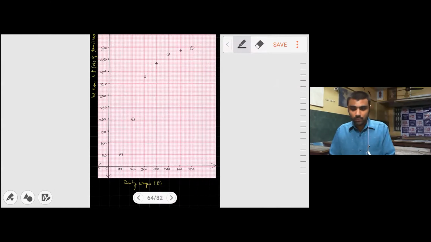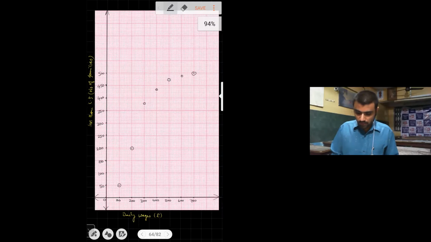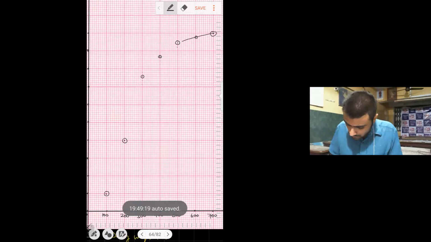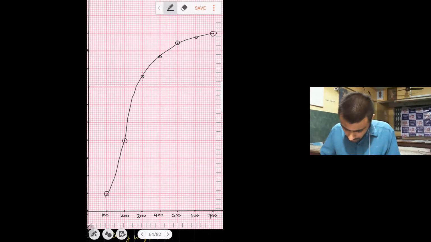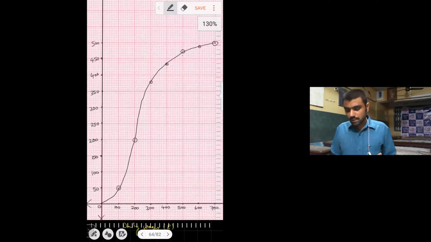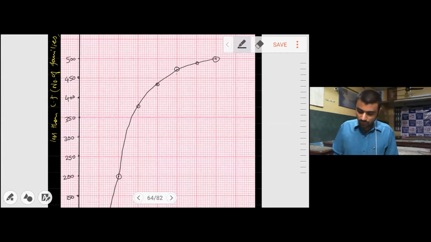Plotted points are ready. Now we have to draw that curve, a freehand curve, which we started with the upper point, this way. A fluent curve is required, a freehand curve, without lifting your hand. And now this curve is ready, you can notice. And now we have to obtain the location of that partition value.